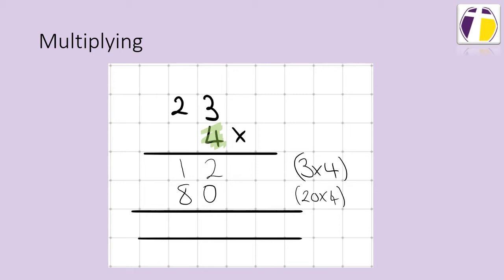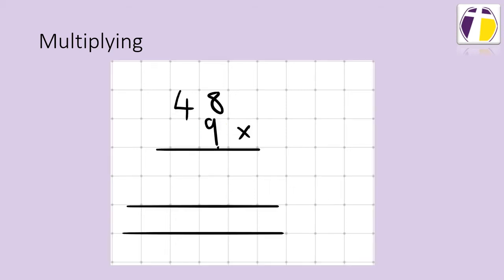And my final step is that I need to add these numbers together. So 2 and 0 is 2, and 80 plus 10 equals 90, giving me a final answer of 23 times 4 equals 92. Make sure, really important, that you lay out your calculation carefully and set it out on the same line as your answer, because then this will make it easier for you to identify if you have made any mistakes.